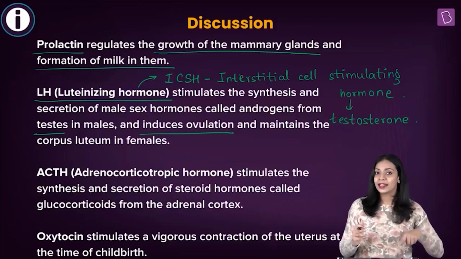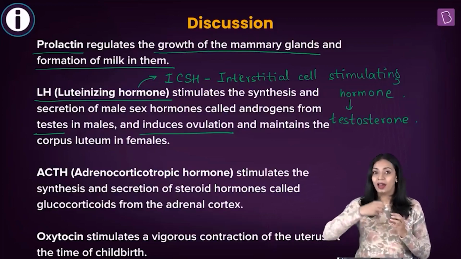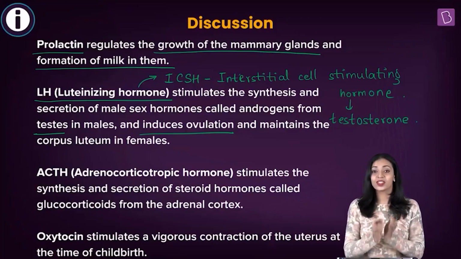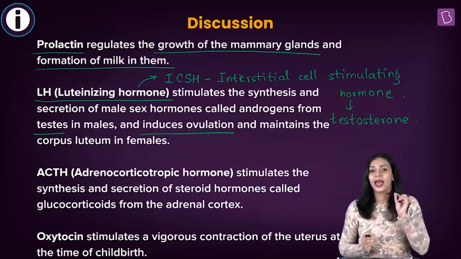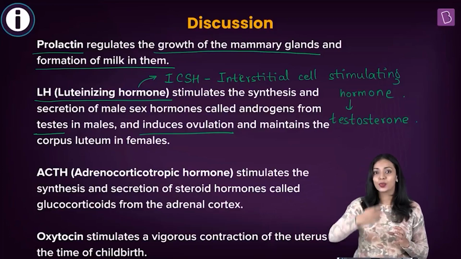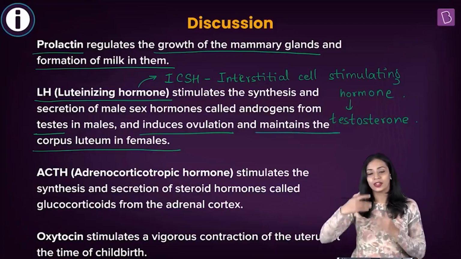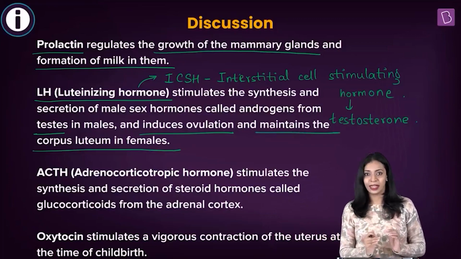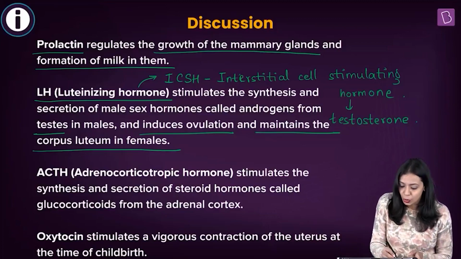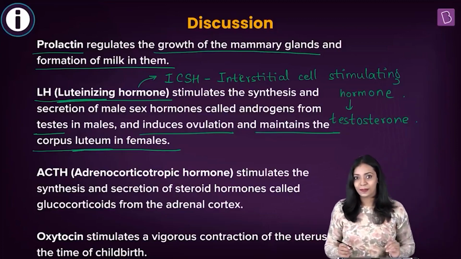Okay, so this LH hormone in females will induce ovulation, and after ovulation, there will be some part of the follicle that remains in the ovary. Okay, so that is known as corpus luteum, and it will secrete a hormone known as progesterone. So after ovulation, LH will maintain the corpus luteum. So it will ensure that after ovulation, corpus luteum is maintained. So that is the function of LH in females. So it's called luteinizing hormone. It maintains corpus luteum. That is one way to remember its function in females.